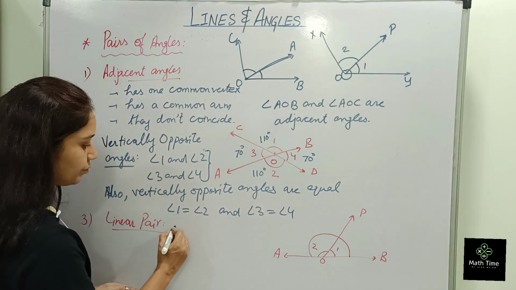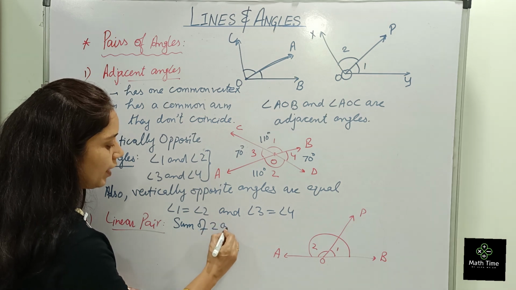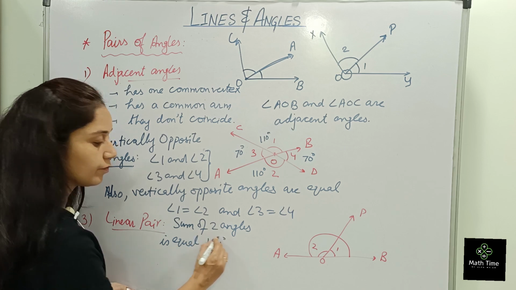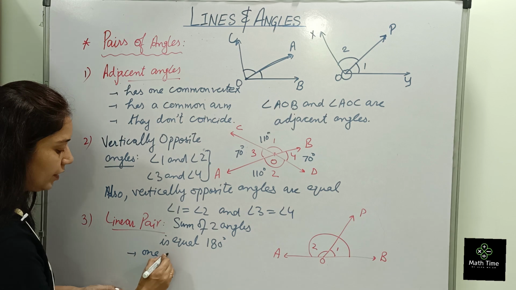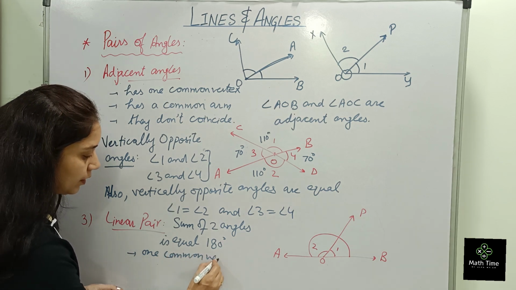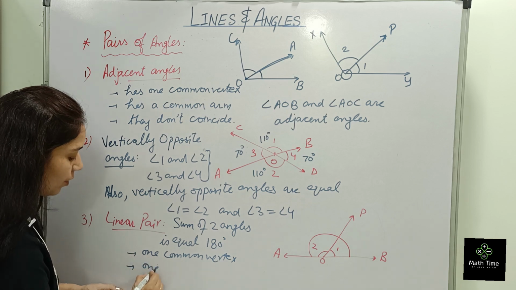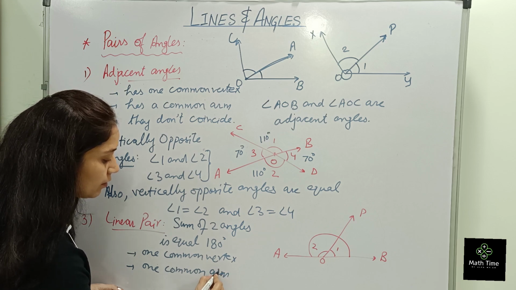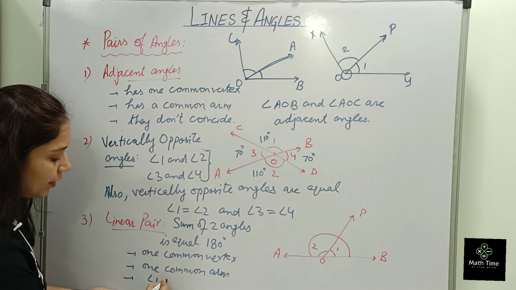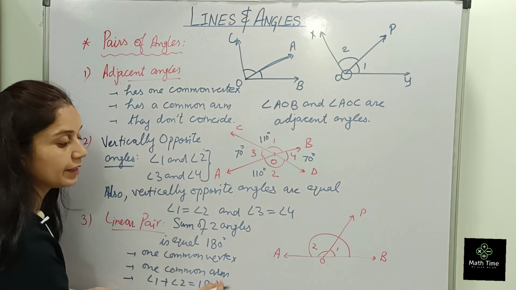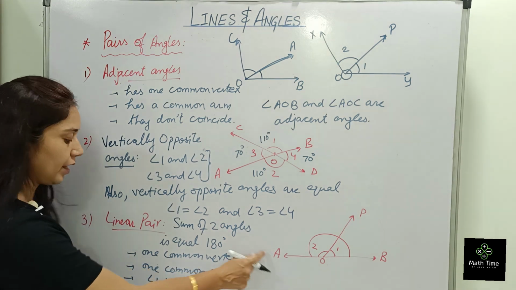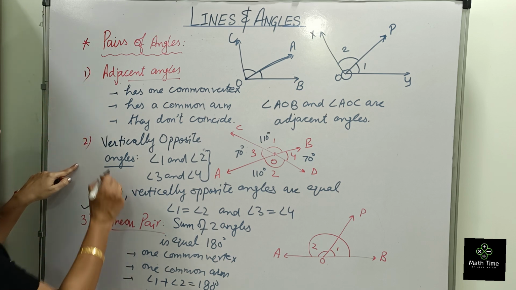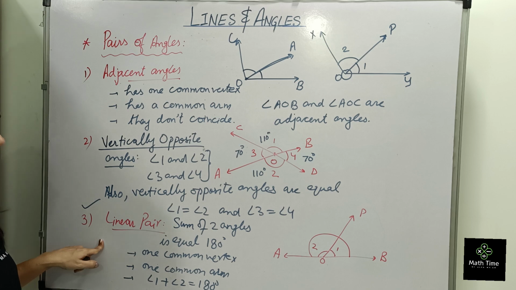Linear pair angles: the sum of two angles is equal to 180 degree. They also have one common vertex and second thing, one common arm. But the special thing is the sum of angles. If you have two angles and you add them, then the sum will be 180 degree. They are made on a straight line. Then this pair of angles is termed as linear pair angles. So far what we have revised: adjacent angles, vertically opposite angles, and linear pair angles. Now let us go further.